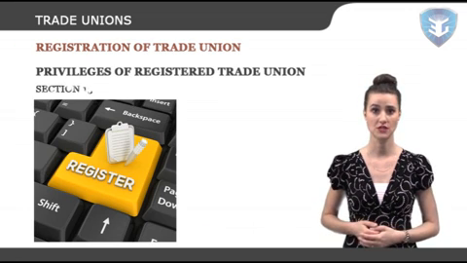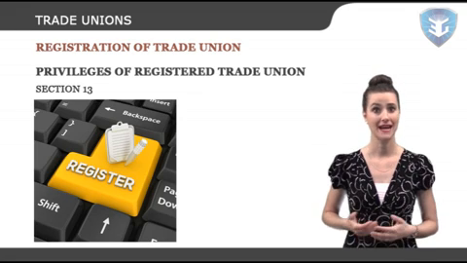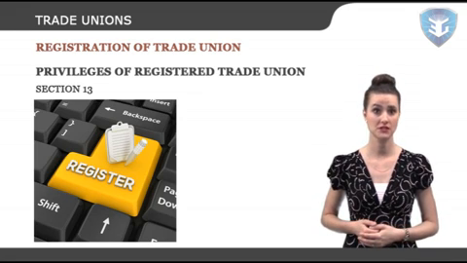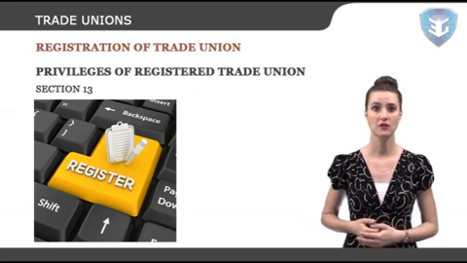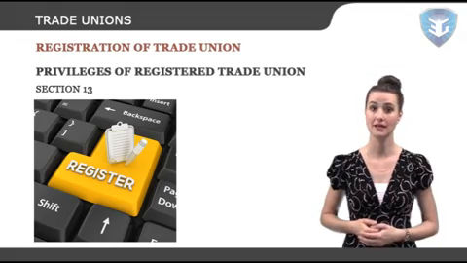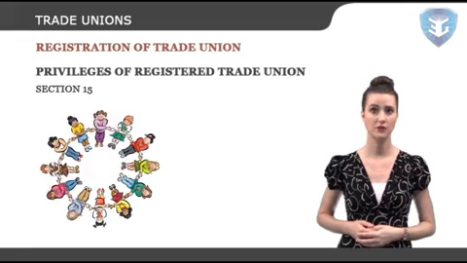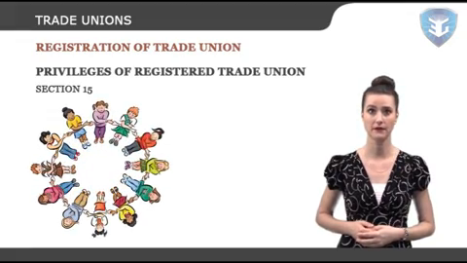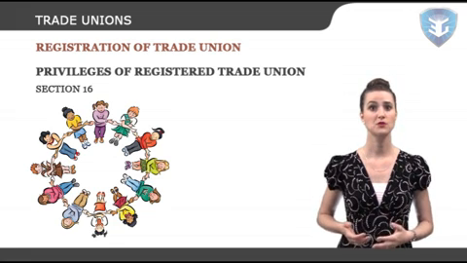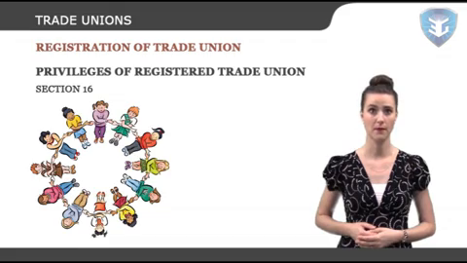As per Section 13, upon registration, a trade union becomes a legal entity, and as a consequence, it gets perpetual succession and a corporate seal. It can acquire and hold movable and immovable property, contract through agents, and can sue and get sued. Under Section 15, a registered trade union has a right to establish a general fund. Under Section 16, it has a right to establish a political fund. Subscription to this fund is not necessary for a member.